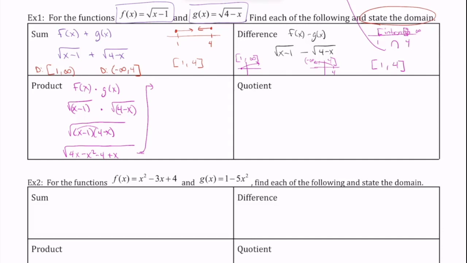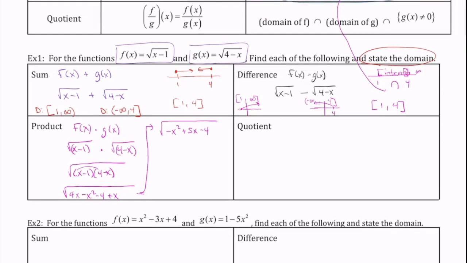So if I continue this up top here and simplify this, I'll put this in standard form. I got negative x squared plus 5x minus 4. All right, so that's the product. And again, the domain is going to be the same exact thing. So I'm looking at the domain of them individually, and the domain of the product is the intersection of both.